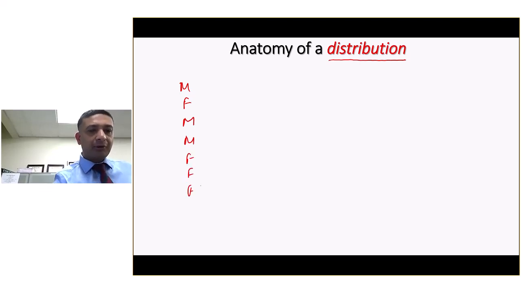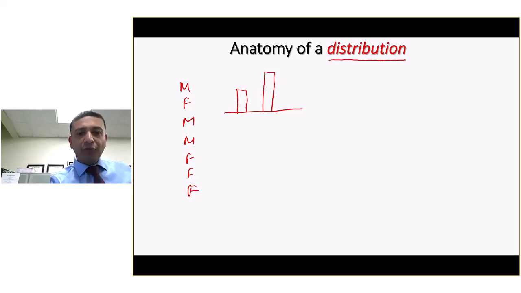okay, and so let's say we have 3 males and 4 females. The way we would represent that is three males and 4 females here. So if you really think about it this way, this is your males, these are your females, right? And that's the basic representation of the distribution. This is the frequency of males and females as you see in the chart.